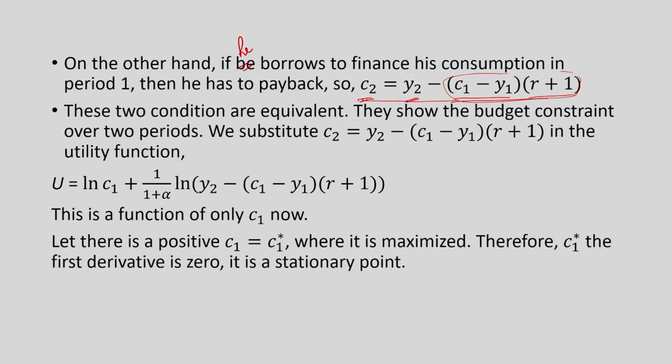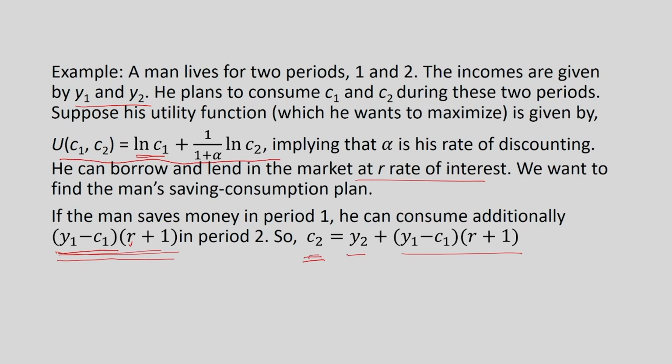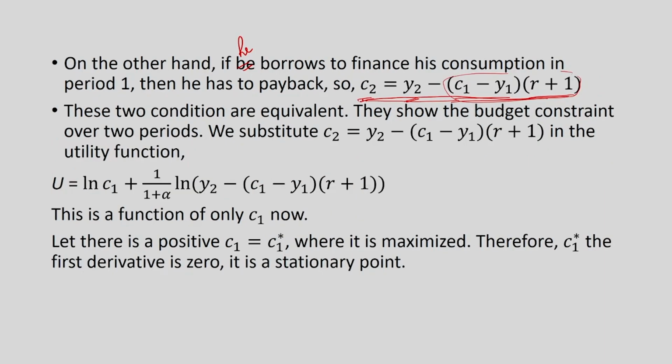Now, interestingly, this condition here is the same as this condition. There is no difference. You can just take the minus sign out and it will become the other condition. From here you can take the minus sign out, then it will become C1 minus Y1, and that is what is there in this condition. So, these two conditions are the same. And what do these conditions tell us? They show the budget constraint over the 2 periods. So, we can use either of these two conditions, right.